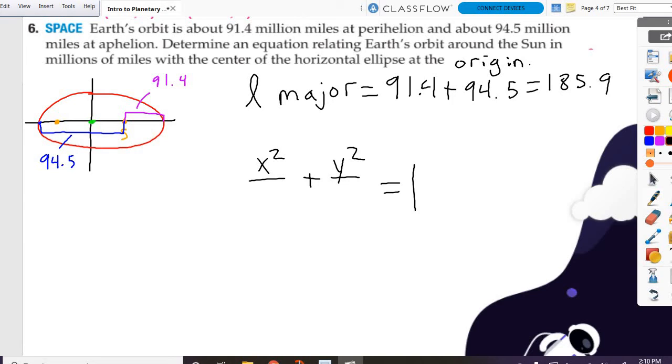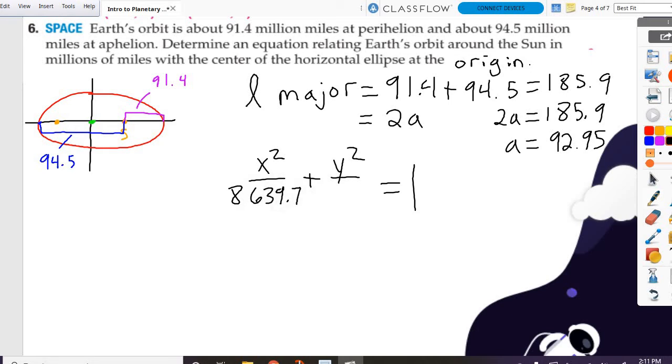But then we need to figure out what A and B are in order to complete our equation. So the reason that I found the length of my major axis is because remember that the length of your major axis also equals 2A. So now we know that 2A equals 185.9. So we can divide both sides by 2 and get that A is 92.95. We're then going to square that and we get 8,639.7.